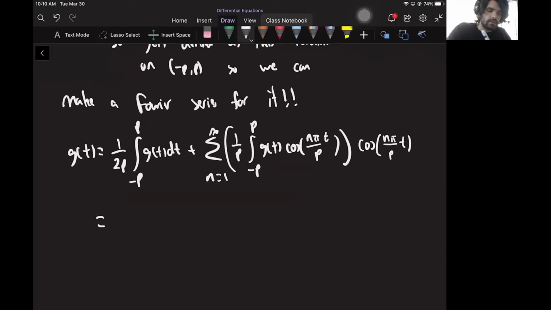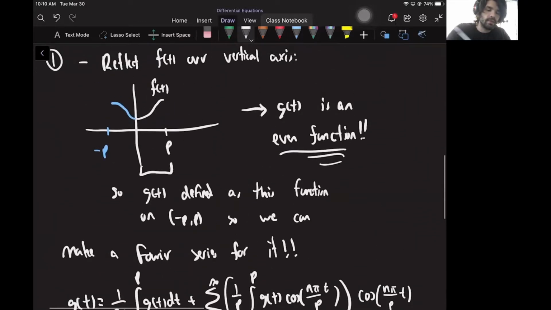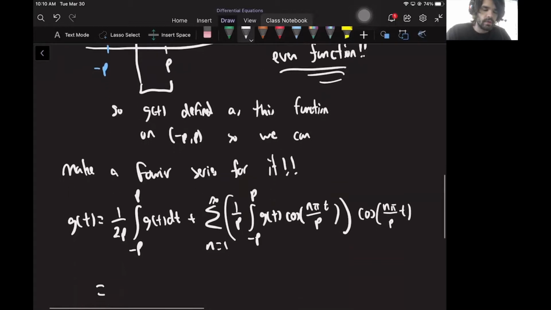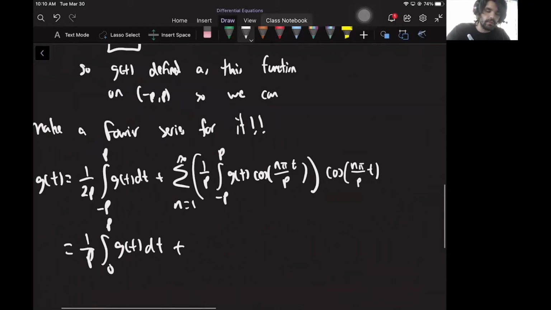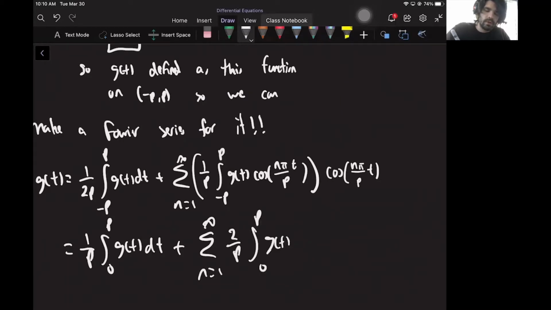So we can do lots of interesting tricks, like just integrating from 0 to p, just integrating this side, and then doubling the area like we did before. So let's go ahead and do that for some of these things. So if I double the first one, I just get 1 over p from 0 to p, g of t dt. Same thing happens over here. So I get 2 over p, 0 to p, g of t cosine n pi t over p dt. Those are my coefficients, remember?